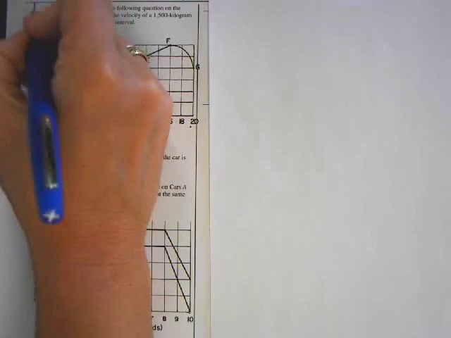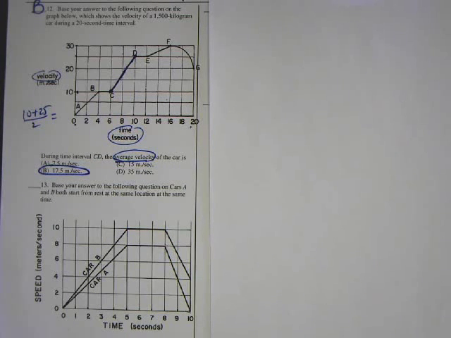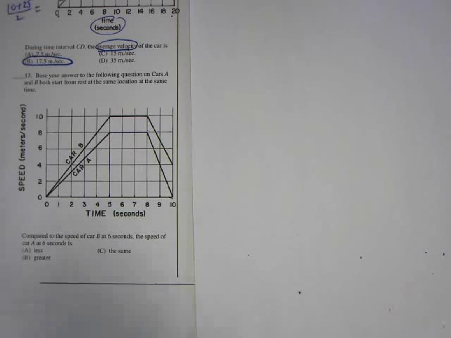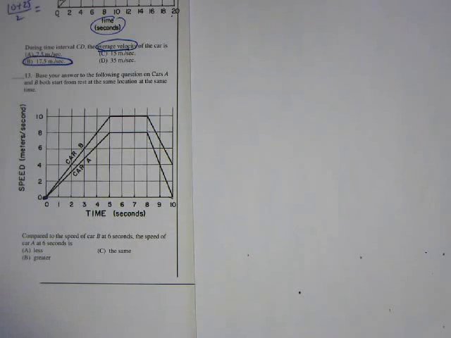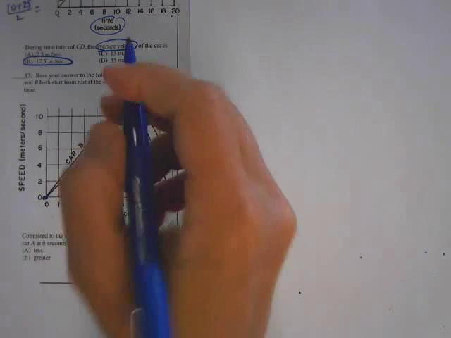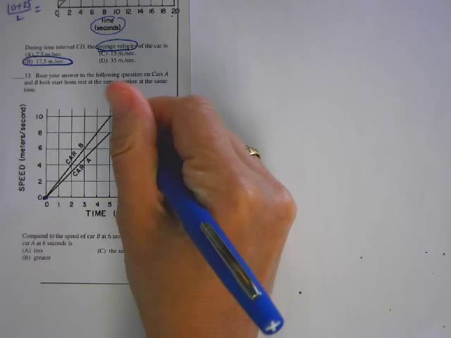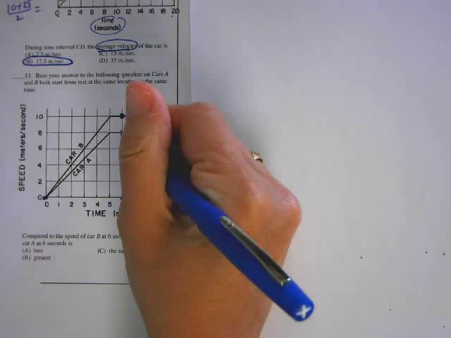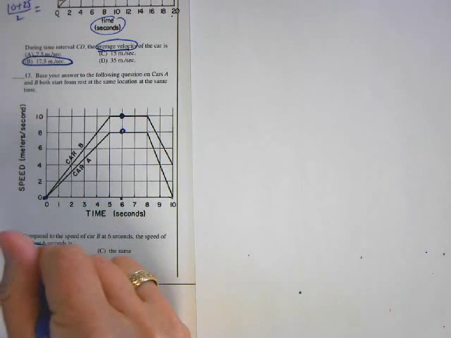Okay, the next graph, it says, base your answer to the following question on cars A and B. They both start from rest at the same location. Compared to the speed of car B at 6 seconds, the speed of car A at 6 seconds. So here's 6 seconds. Car B is up here, it's 10, and car A is 8. So it's going to be less. Car A is less. So remember, car B is 10 meters per second, and car A is 8 meters per second. So this one, you just have to look at the graph. You don't even need to be in physics to answer that.